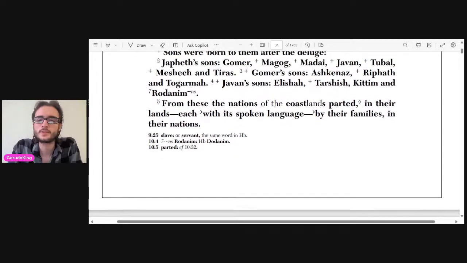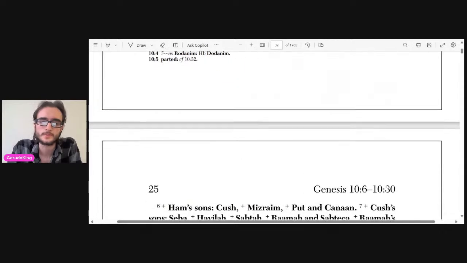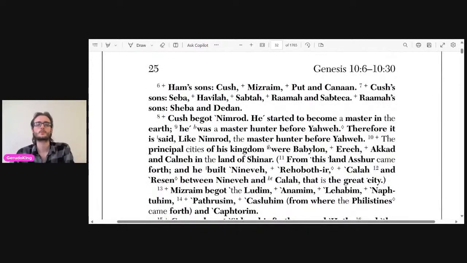From these the nations of the coastlands parted in their lands, each with its spoken language, by their families in their nations. Ham's sons, Cush, Mizraim, Put, and Canaan. Cush's sons, Seba, Havilah, Sabta, Rama, and Sabteka. Rama's sons, Sheba and Dedan.